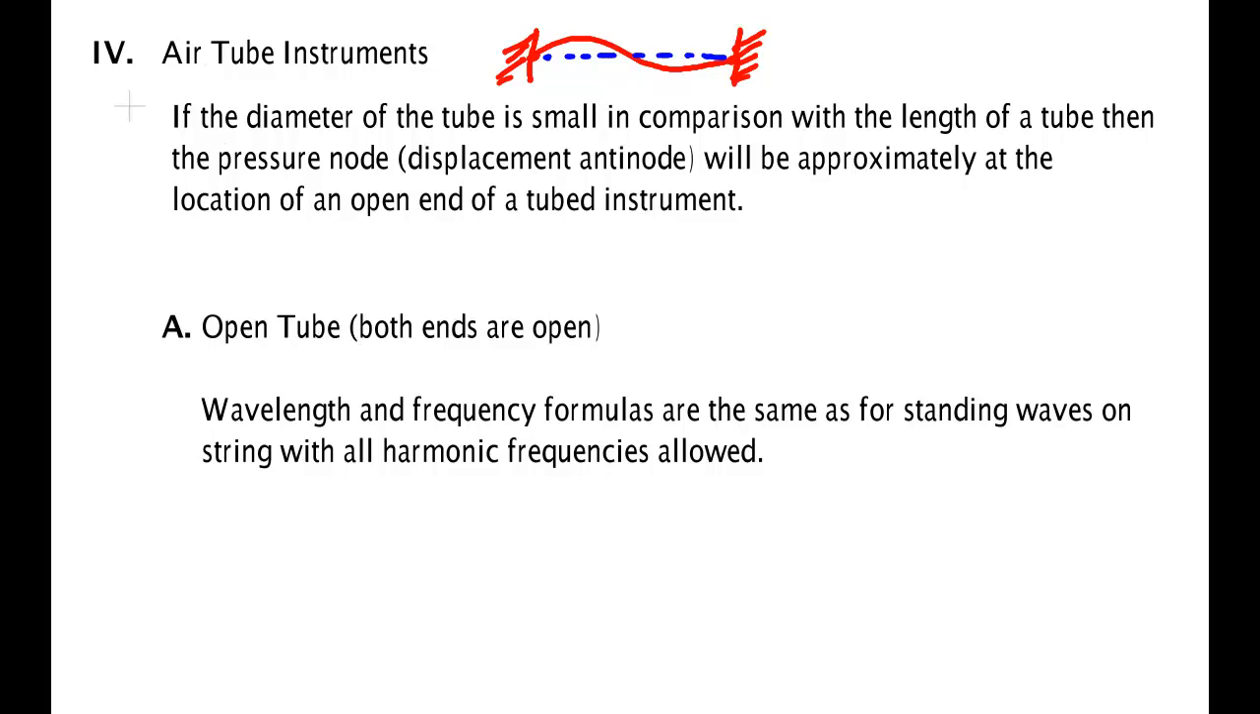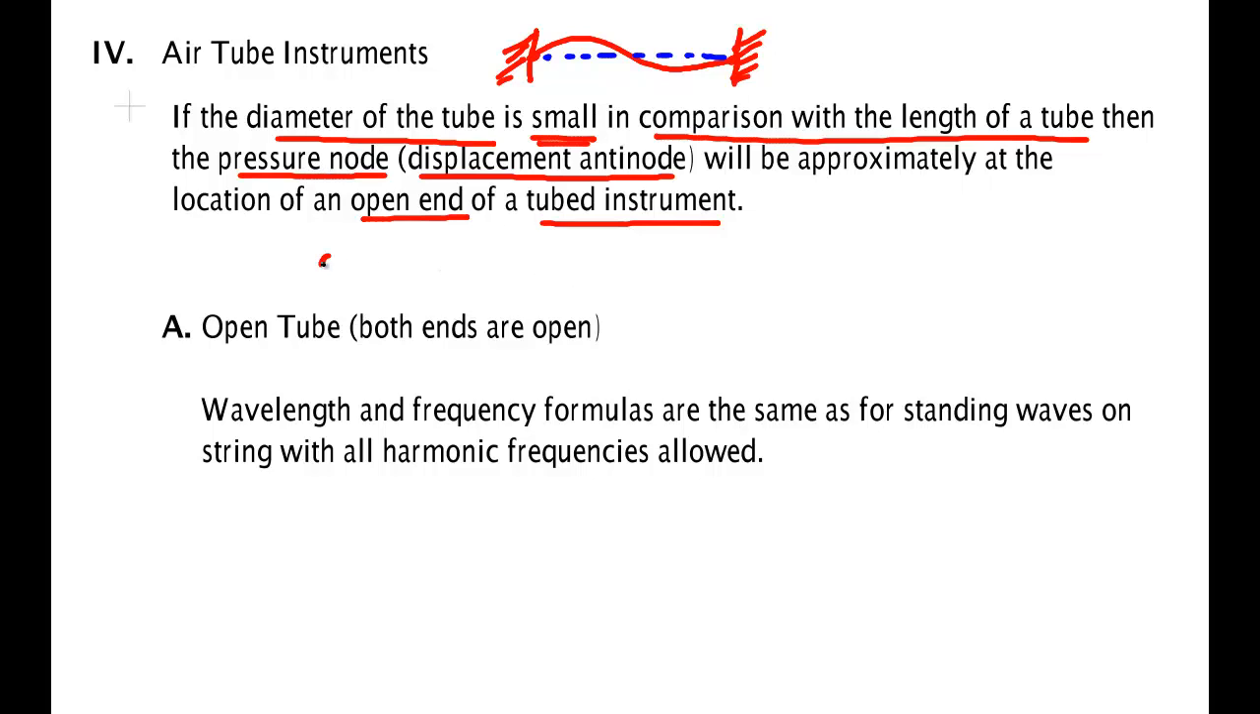Now, in order to make the calculations simpler in the same way they are for the string, we're going to have to make an assumption here. And the assumption that we're going to make is that the diameter of the tube is small in comparison with the length of the tube. If we do that, then what we know is where the pressure node is, or put another way, the displacement antinode. And this will be at the location of an open end of a tubed instrument. If the instrument happens to be closed end, then exactly the opposite will be the case. At the closed end, you have antinodes.